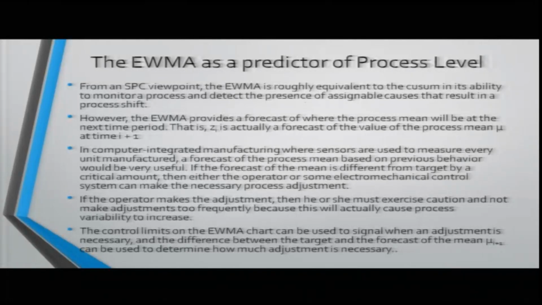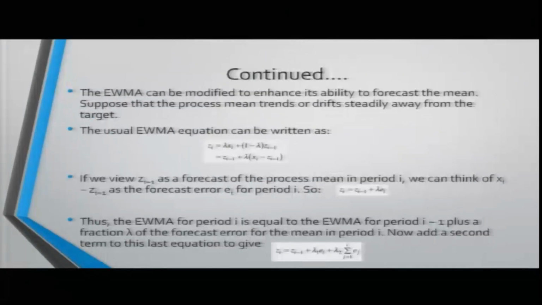The control limits on the EWMA charts can be used to signal when an adjustment is necessary, and the difference between the target and the forecast value of the mean can be used to determine how much adjustment needs to be made, both on the positive and the negative side. The EWMA can be modified to enhance its ability to forecast the mean.